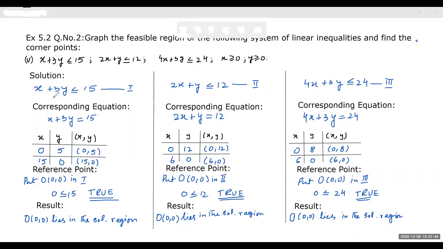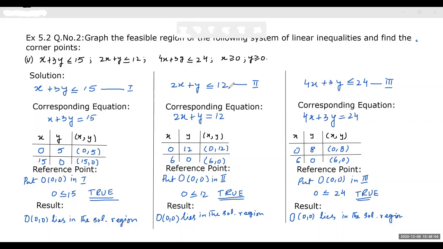This is the first inequality, x plus 3y is less than or equal to 15, name it 1. Its corresponding equation, x equals 0 gives y equals 5, y equals 0 gives x equals 15. Origin in this inequality gives us 0 is less than or equal to 15, which is true. So origin lies in the solution region, that is the result.